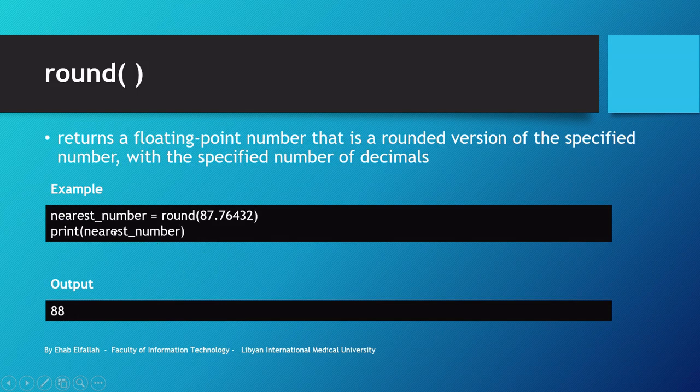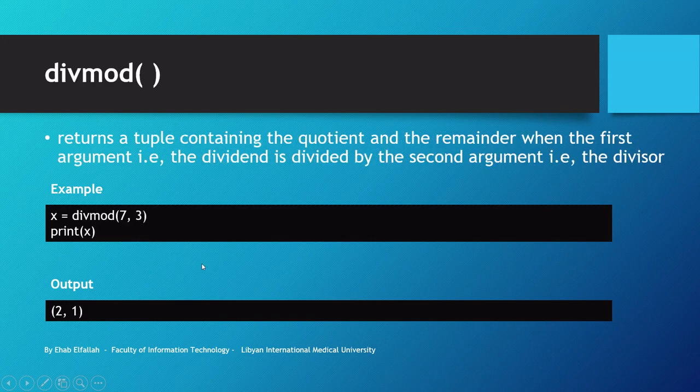Another function is round. The round function will receive a value with a floating point, and it will round the value into an integer number. So here we have 87 point something, and this decimal is above 5, so it will return 88 as an integer value, and if it's below 5, it will return 87 as an integer.